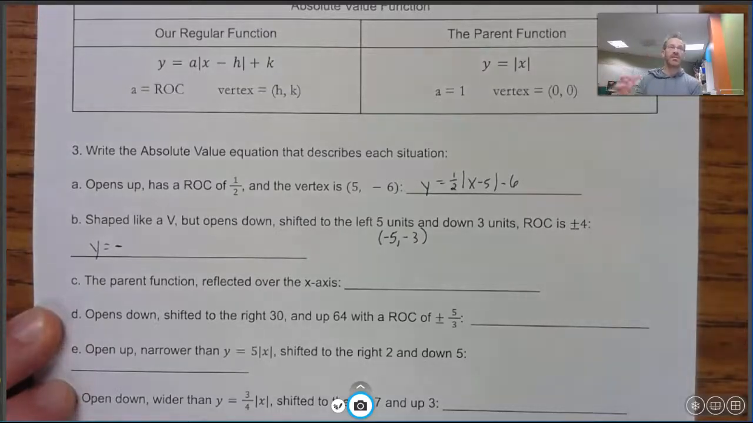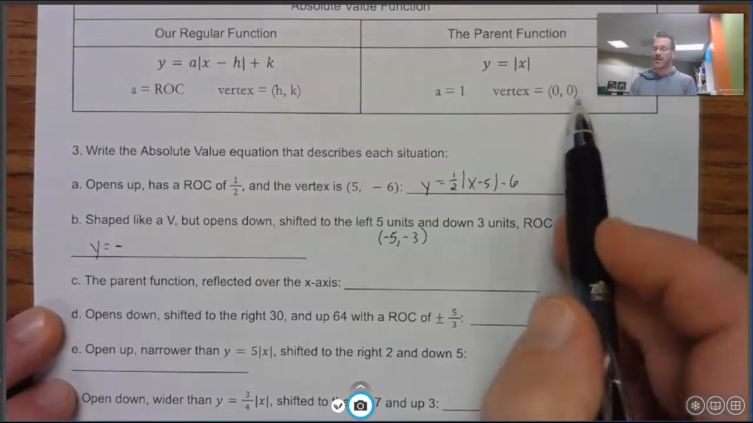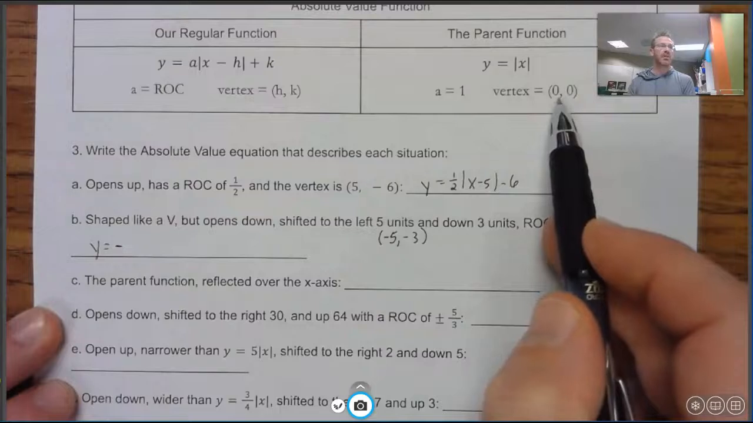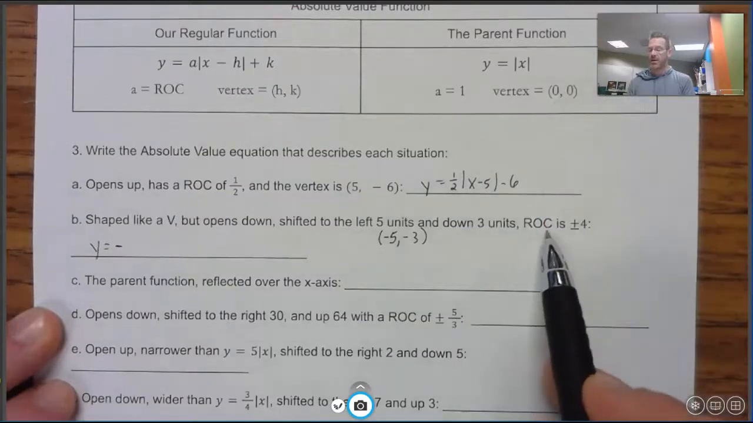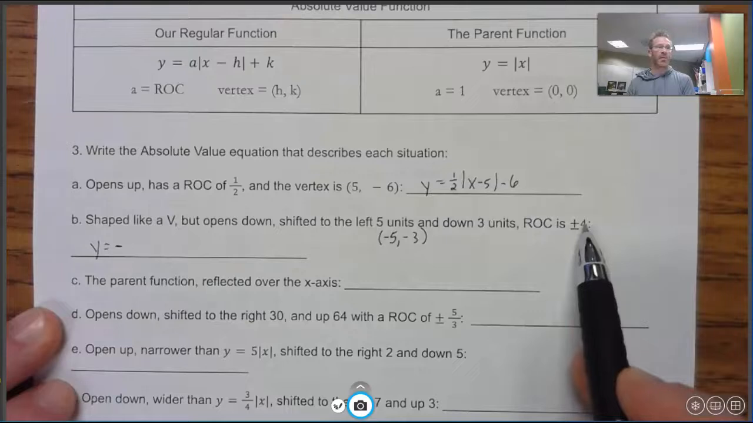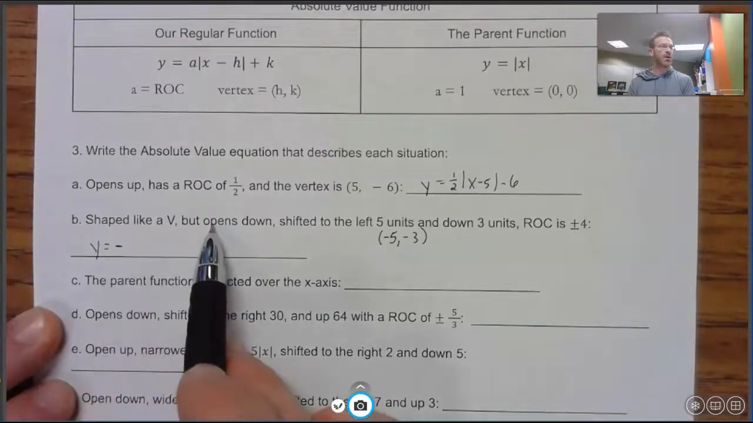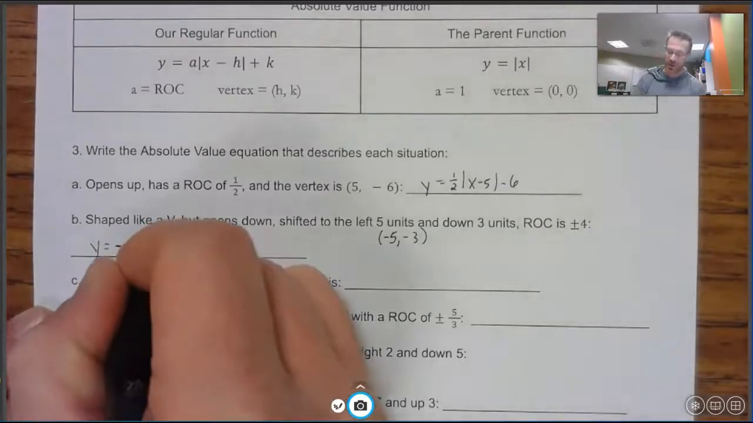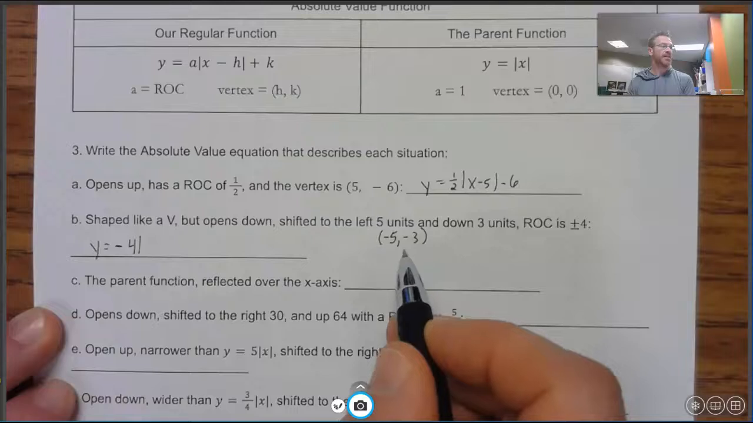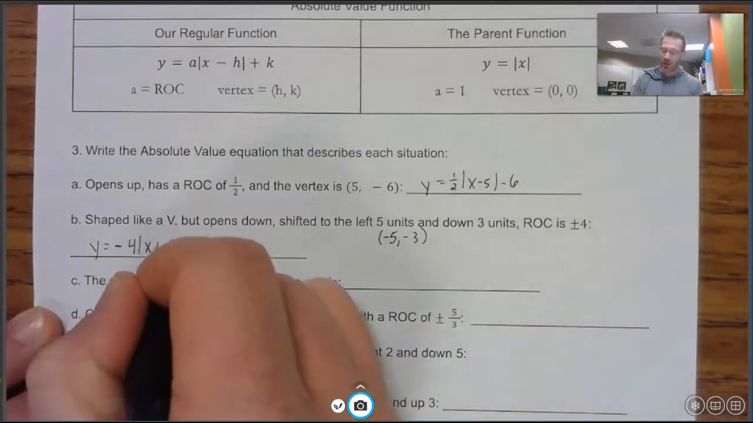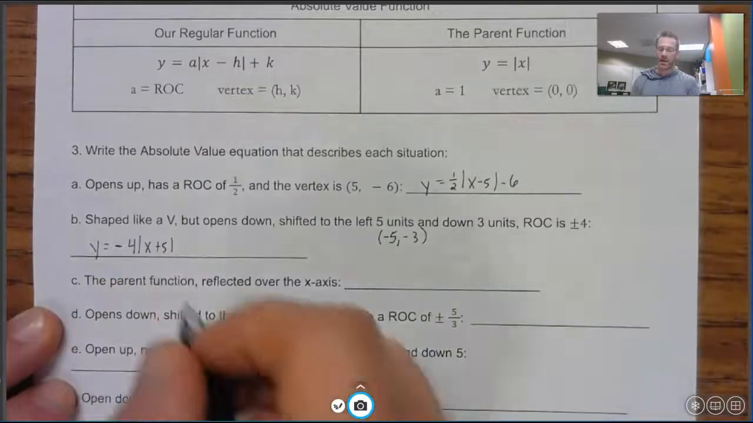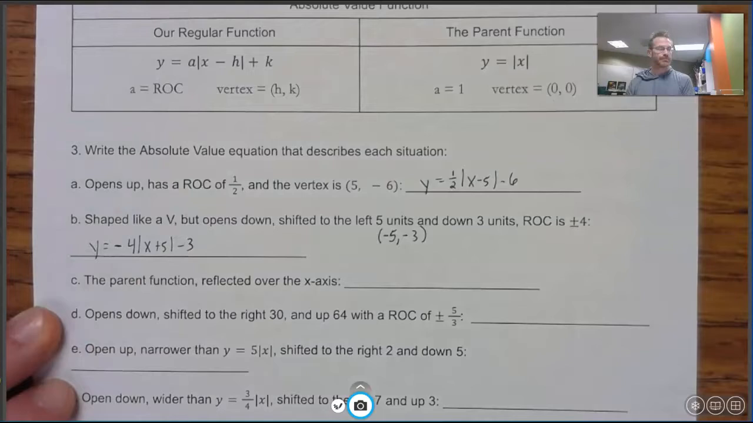So when I see shifted, it's moving the vertex of the parent function from 0, 0 and creating our new function. Now it says my rate of change is positive or -4. Well, we know we want the negative version because it opens down. So I'm going to take that -4. We know the vertex is -5, -3, so x plus 5, and then minus 3.